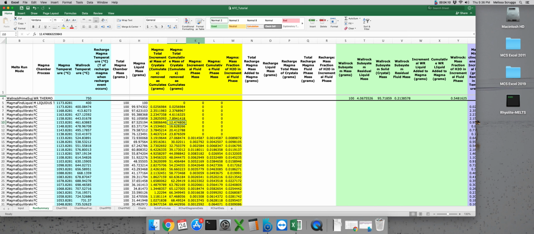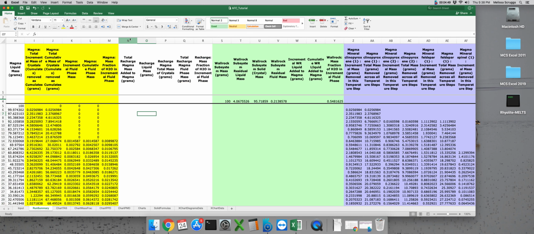Columns K and L are similar, but they have to do with any exsolved fluid phase in the magma subsystem. So just like before, column K gives the incremental mass of the exsolved fluid phase at any given temperature step, and column L here keeps a running tally by recording the cumulative mass of the exsolved fluid phase. The last column, that's yellow, column M, records the mass fraction of water in the exsolved fluid phase. So this really only applies if you're modeling a composition that contains both H2O and CO2, because if not, then this number is just going to be 1 if there's an exsolved fluid phase, and you don't really need to worry about it.